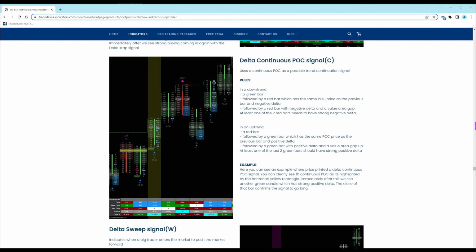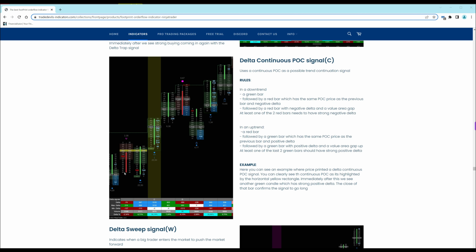Okay, the delta continuous POC signal. Now this uses a continuous POC as a possible, emphasis possible, trend continuation signal. You're not always going to find it as a continuation, as we'll look at in a second, but under the ideal circumstance, we have a perfect example here of an uptrend. So let's focus on the uptrend.